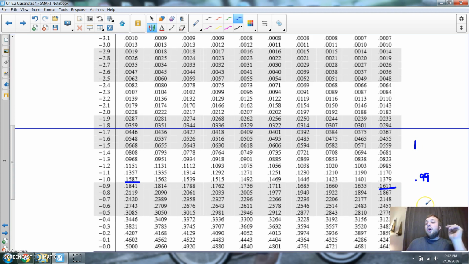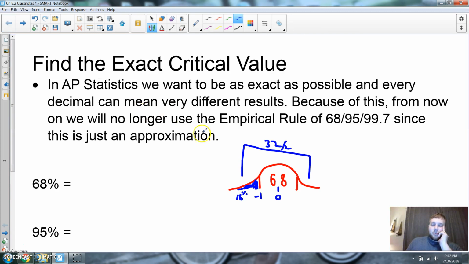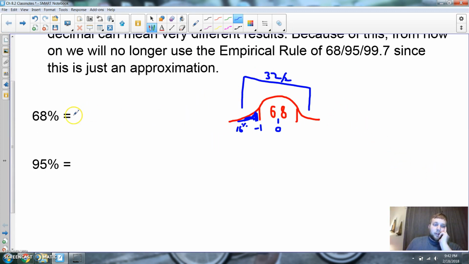Rarely do you ever say, I want to be 68% confident. Usually you want something more. You want like 90 or 95. So let's try and figure that out. Okay, so same situation. Sorry, this would be 0.99, which is dreadfully close to 1. Let's see, 95%, let's be really accurate. So if I have 95% on the inside, how much is over here?